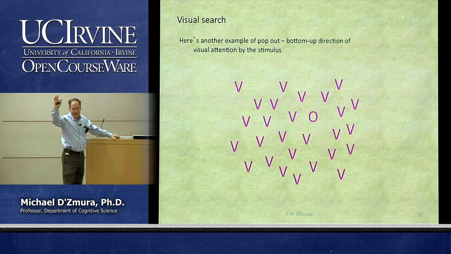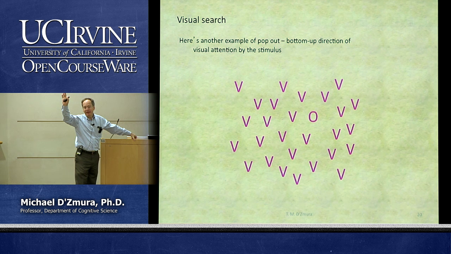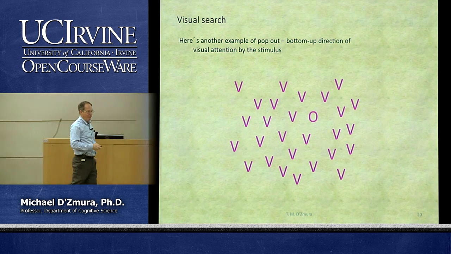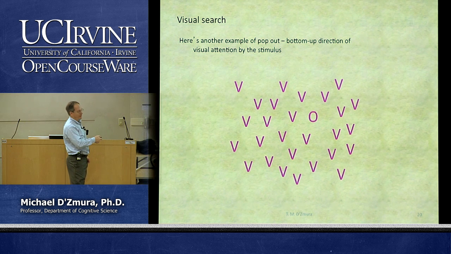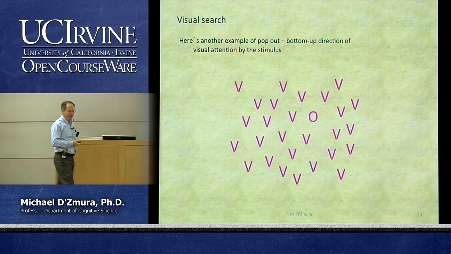Did it pop out again? Was it easy to see that red O? Was your attention drawn to that red O? I think for most people it was. It popped out again. Was it by virtue of its red color? No, it was by virtue of its shape. And in this case, the O shape is very different from the V shape.